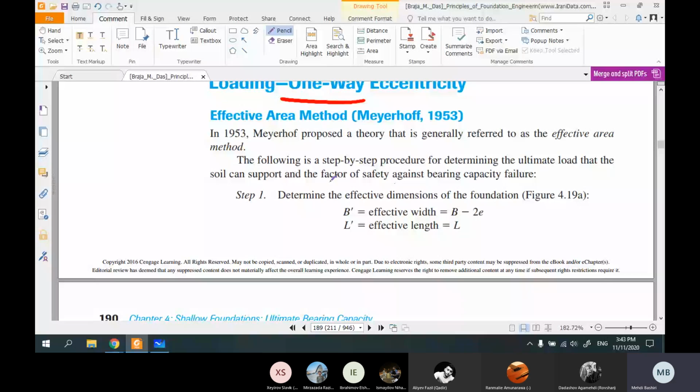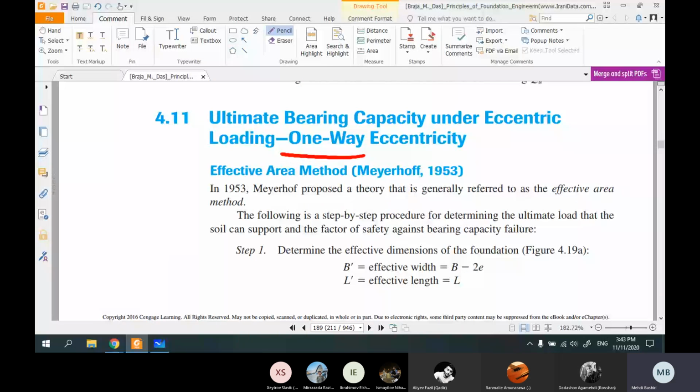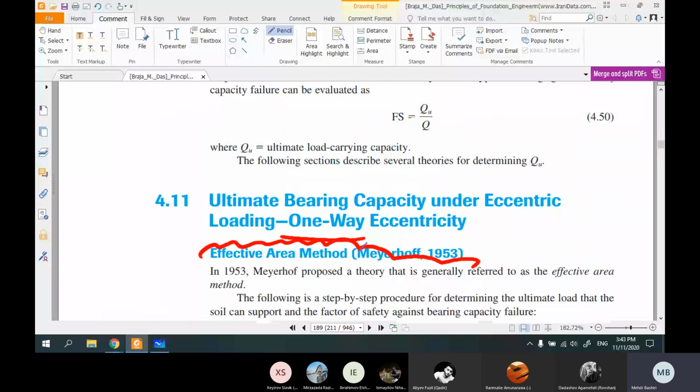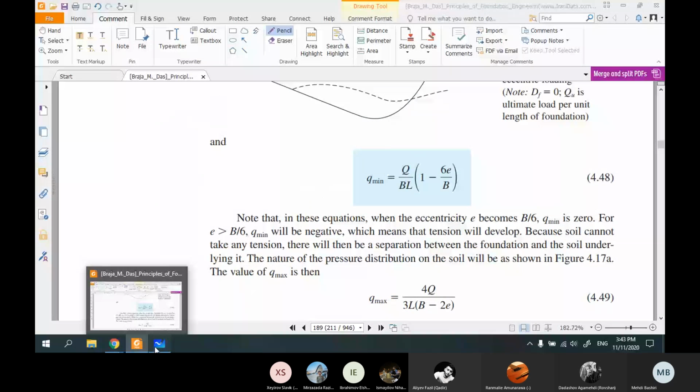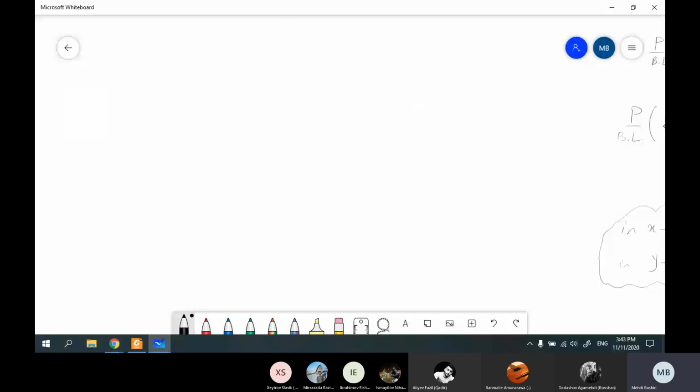Let me find the effective area method here. By using this method, you can continue your previous calculations. Q_u was c N_c plus 1 over 2 B gamma N_gamma plus other factors. Instead of changing this one, you just need to change your e, and you just need to use B prime. This method makes it much easier than following this process.